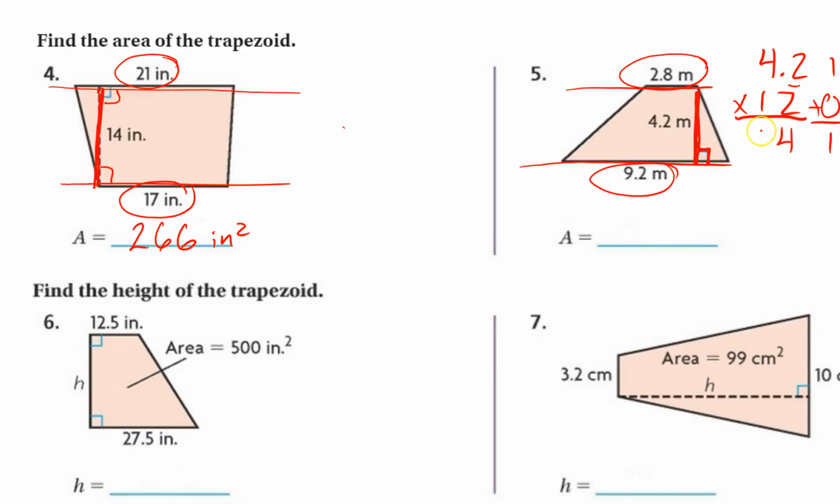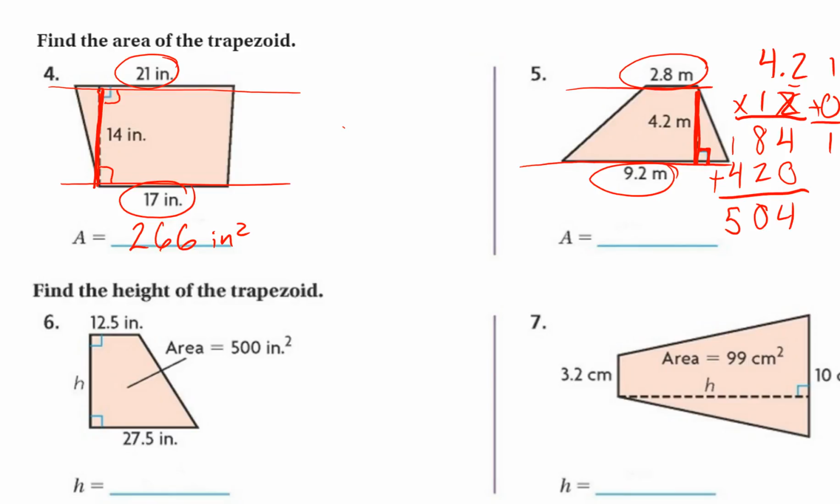2 times 2 is 4. 2 times 4 is 8. Kiss that 2 goodbye. Hug it out. No hard feelings, 2. 1 times 2 is 2. 1 times 4 is 4. Add that all up. 4, 10, 504.